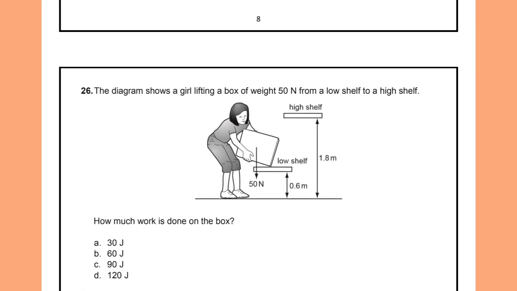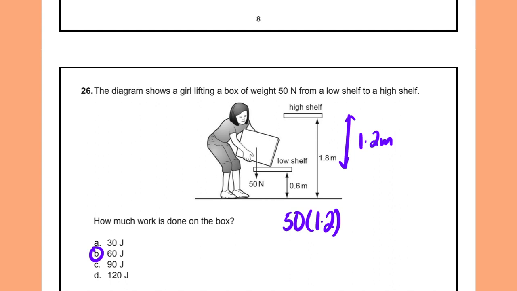26. The diagram shows a girl lifting a box of weight 50 Newton from a low shelf to a high shelf. How much is the work done on the box? So from going from the low to the high shelf, this was 1.8, this is 0.6. So it basically gains a height of 1.2 meters, right? So I have mg again, 50 times 1.2, which should be 60 joules, right?